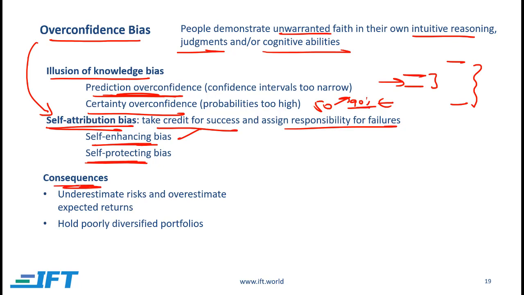So moving on to the consequences. One consequence is that we might underestimate risks and overestimate expected returns. The other consequence is that we might hold on to poorly diversified portfolios. So this is something that keeps coming up. It is the consequence of many of the biases that we've talked about.